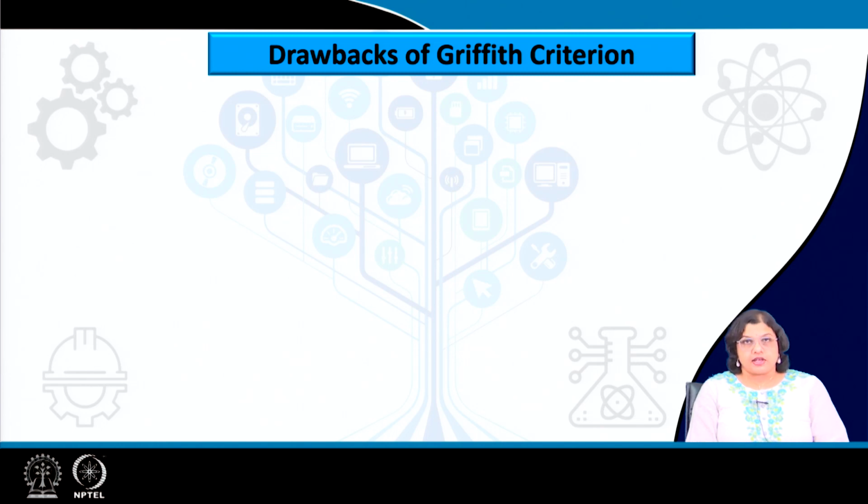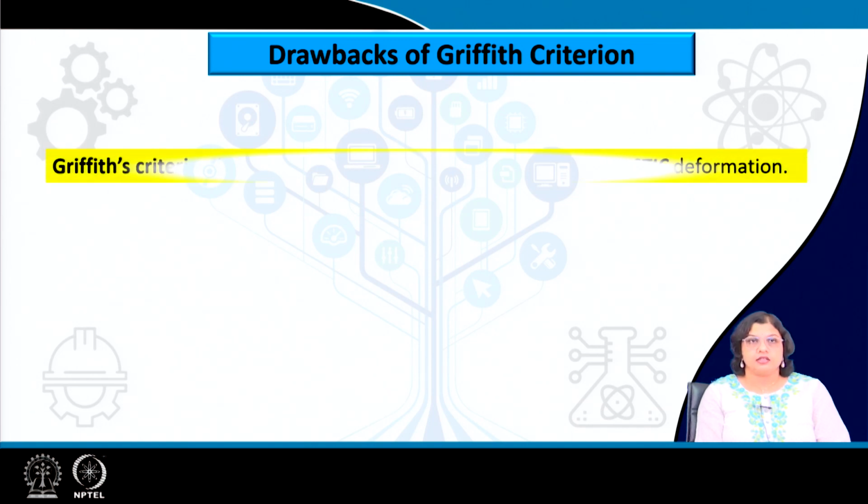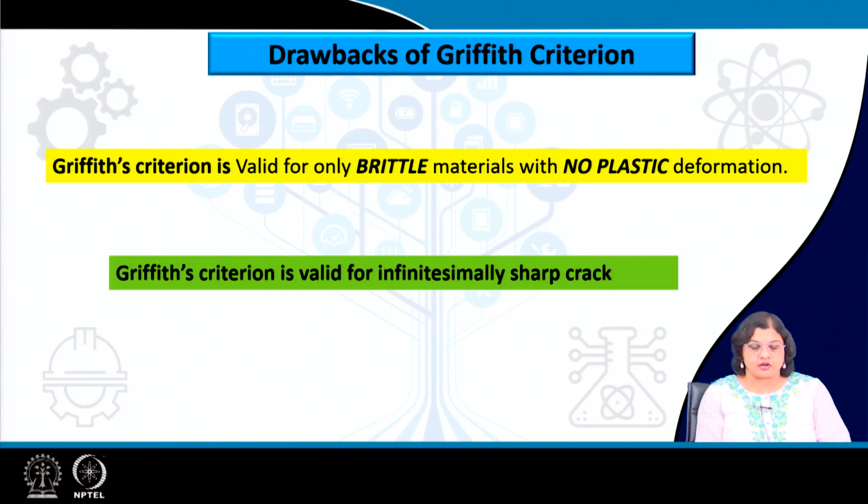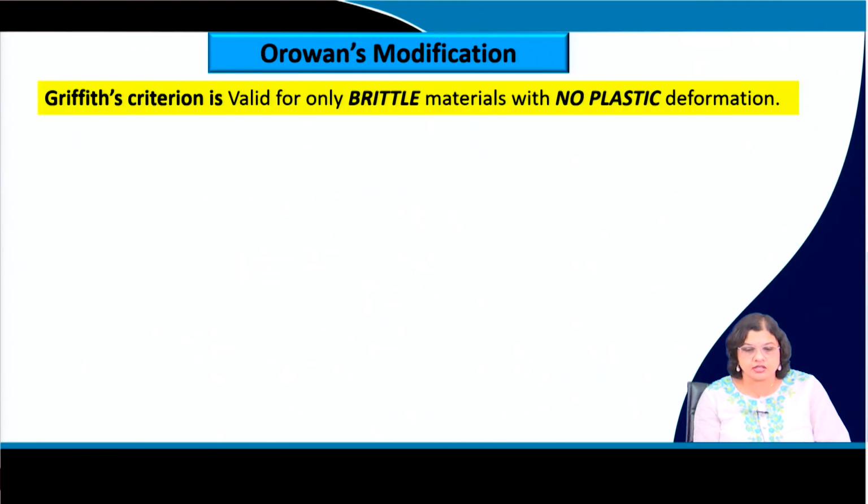So far we have seen how through Griffith criterion the fracture strength of a material can be determined, and now is the time to look into whether there are any drawbacks. The prime drawback of Griffith criterion is that it is suitable for only brittle materials with no plastic deformation, and another drawback is that it is valid for only very sharp cracks, almost infinitesimally small sharp cracks. So, let us see the first point and how this has been modified.